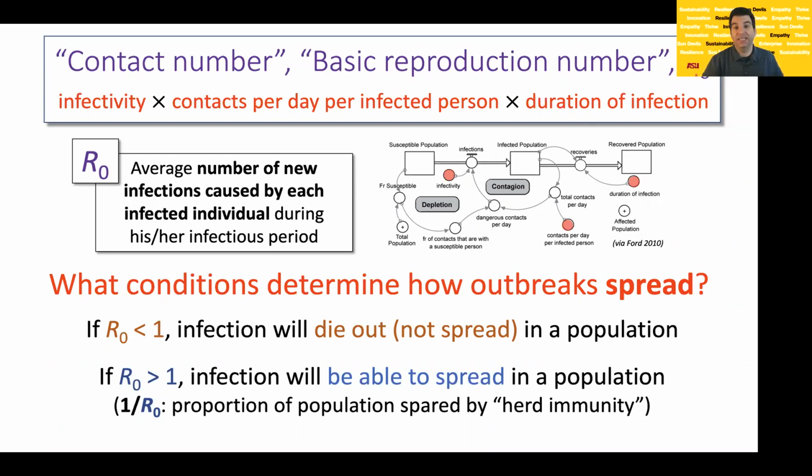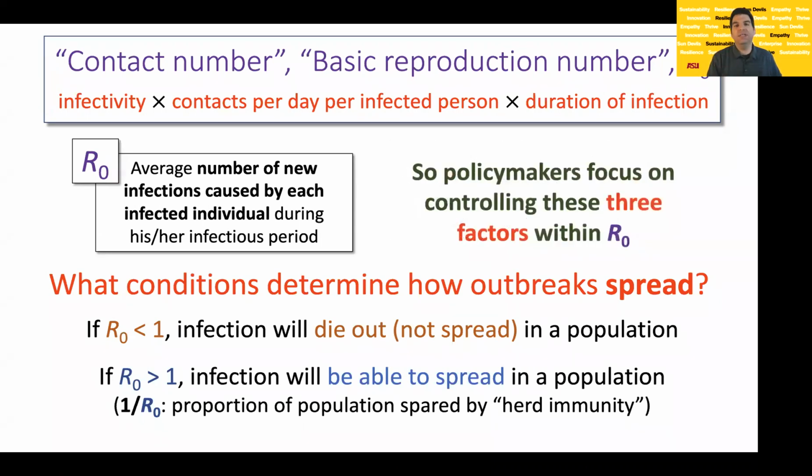That fraction of the population is how many people at the end of the epidemic are going to get away without actually getting sick. So policymakers, when they think about long-term disease planning, focus on these 3 factors: infectivity, contacts per day, duration of infection. How can we come up with therapeutics that reduce the duration of infection? How do we come up with quarantine policies that reduce the contacts per day? How do we best understand the infectivity of diseases as they come by?